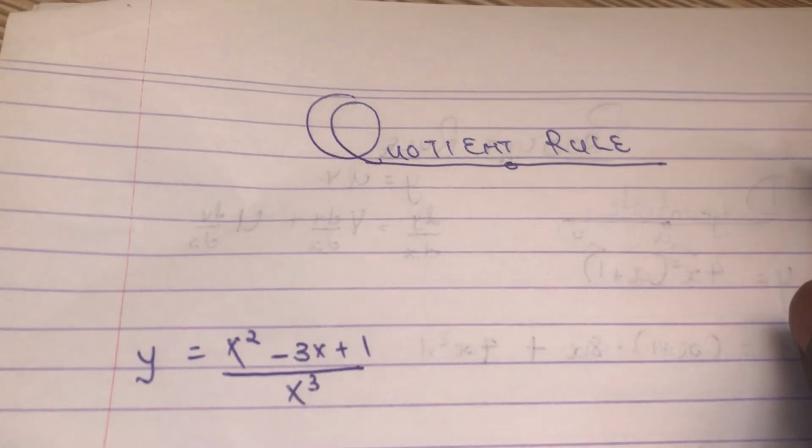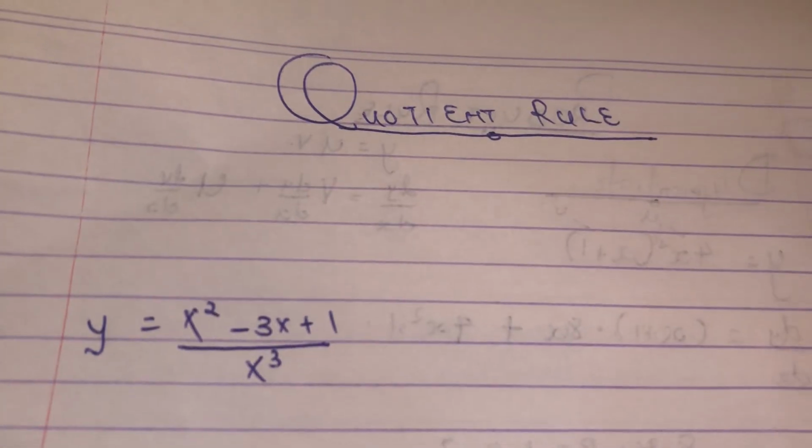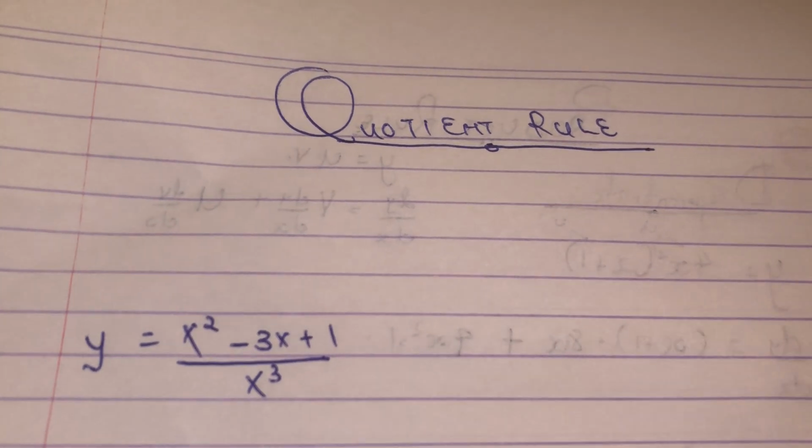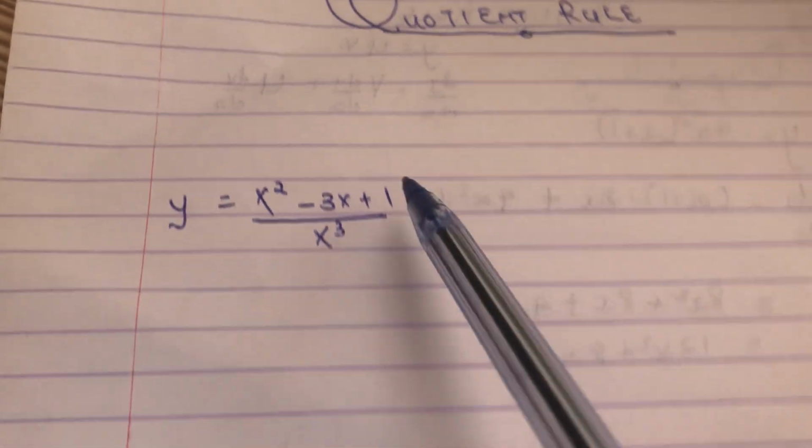Hello everyone, so we are going to look at the quotient rule. The word quotient means a division. The quotient rule applies when they tell you to differentiate questions that look similar to this. They are divided like this. That is when you use the quotient rule.